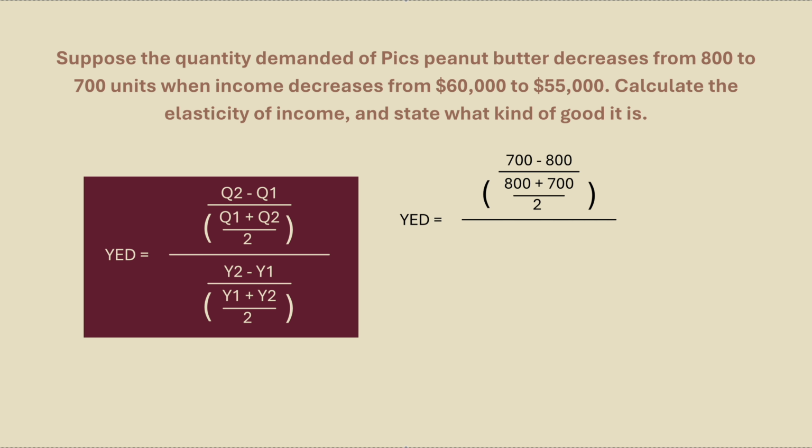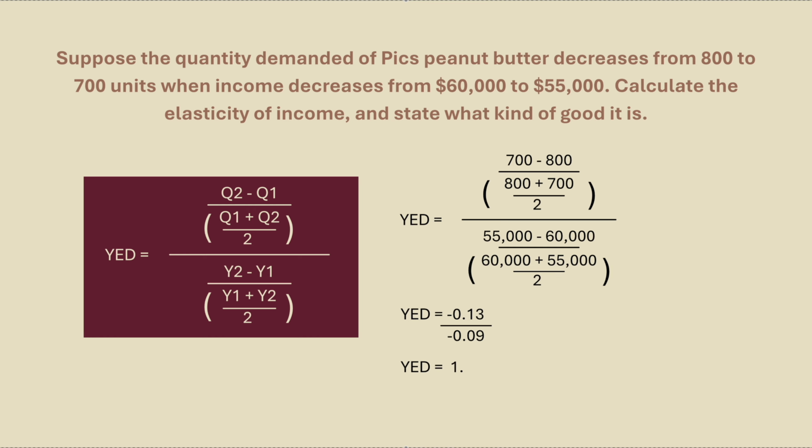All of this over the same thing for income. So the new income minus the old income, 55,000 minus 60,000, over the average income. So 60,000 plus 55,000 over 2. Simplifying this gives you negative 0.13 over negative 0.09. This equals a YED of 1.44. So Pix peanut butter is a luxury and a normal good.